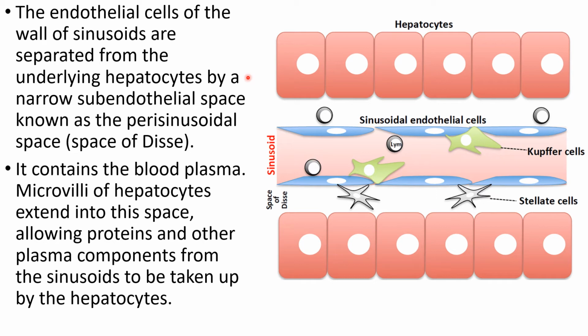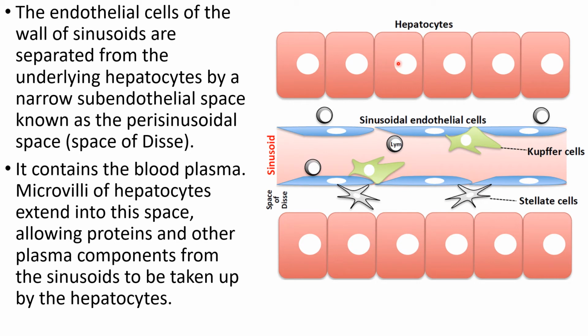The endothelial cells of the wall of sinusoids are separated from underlying hepatocytes by a narrow subendothelial space known as the perisinusoidal space or space of Disse. You can see here, these are the hepatocytes. We call them the liver cords or cords of hepatocytes.